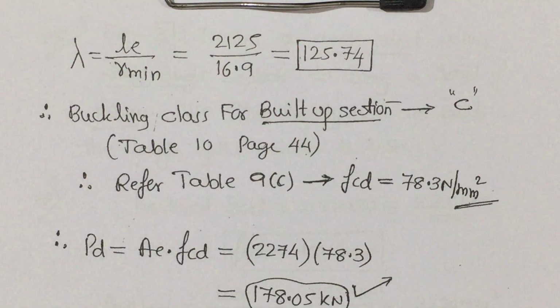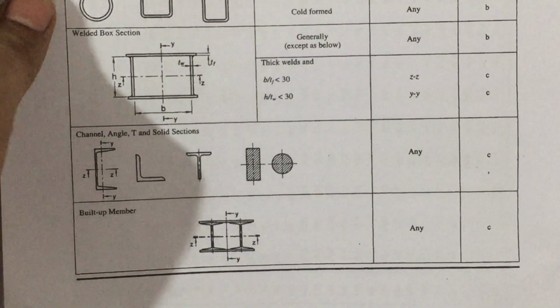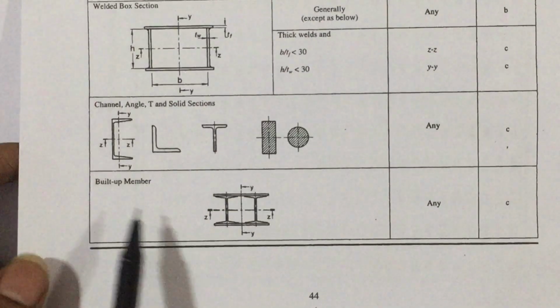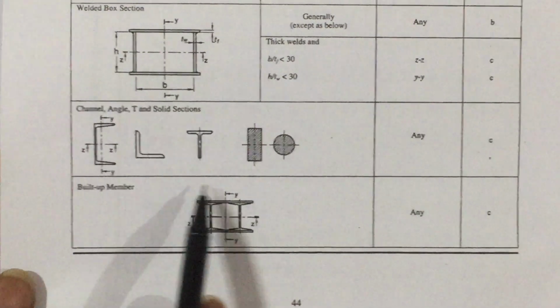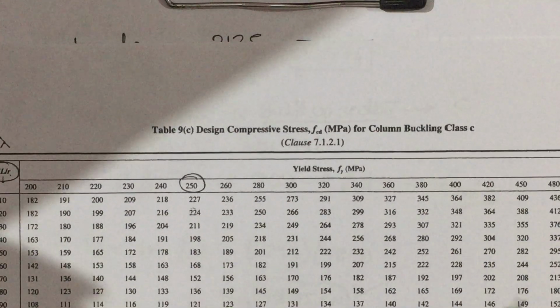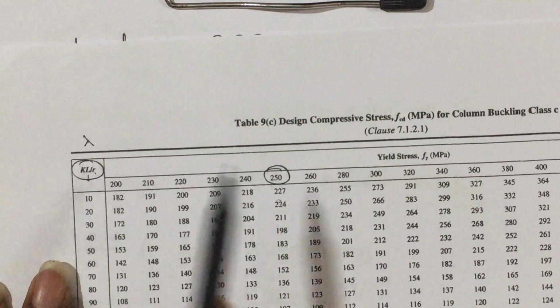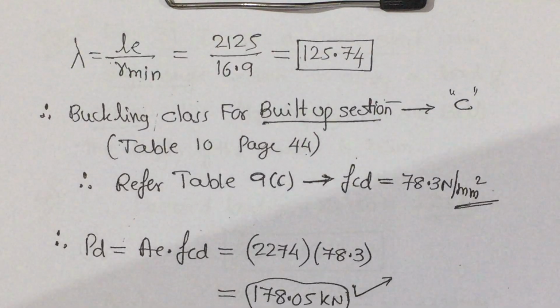again go to page number 44 of IS 800. In that page 44, we are going to get table 10. In table 10, for a built up member, whether it may be I section or anything, if it is a built up member, the buckling class will be C. So go to the buckling class C, table 9C. In that table 9C, with respect to the lambda value and with respect to Fy equal to 250, we are going to search the value.